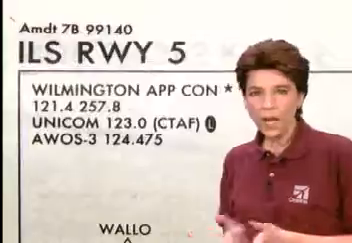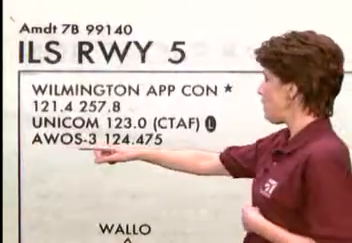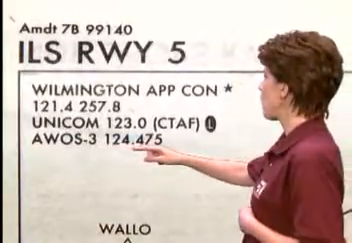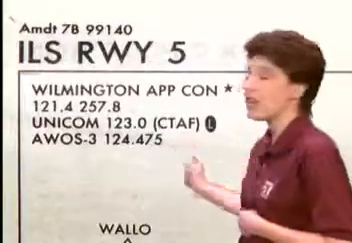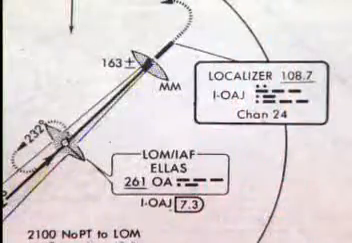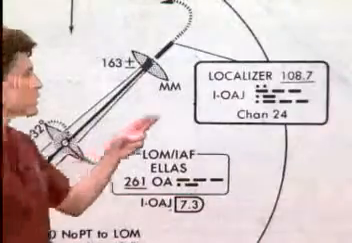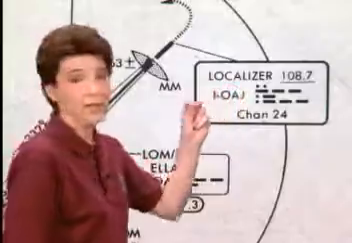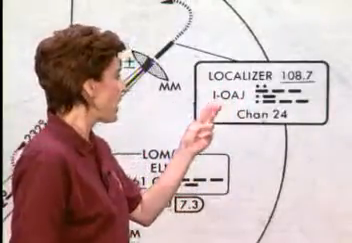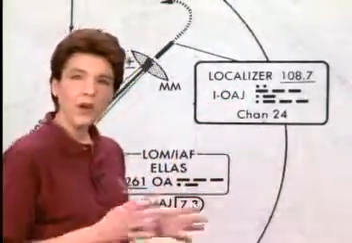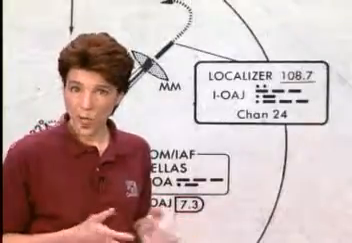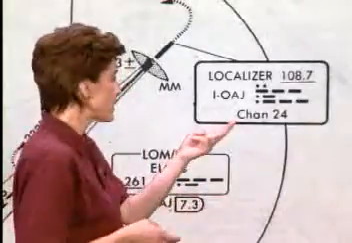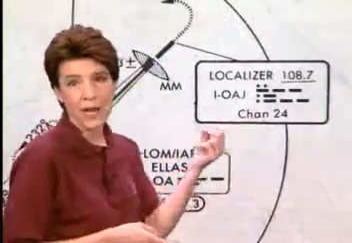Now, here's a real help. You can listen to the AWOS frequency of 124.475 and get the latest weather for the airport. Now, let's check out the basic layout of the approach. The localizer frequency is 108.7, and its identifier is IOAJ. And you know there's DME information available on the localizer frequency because there's a channel number in the ID box.